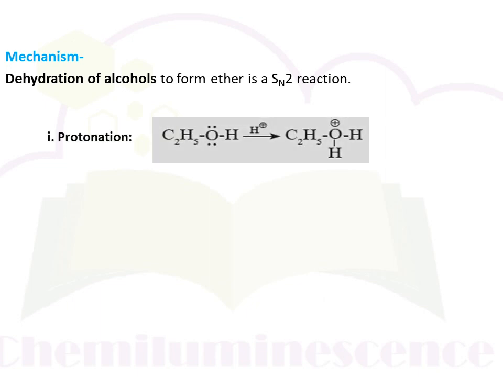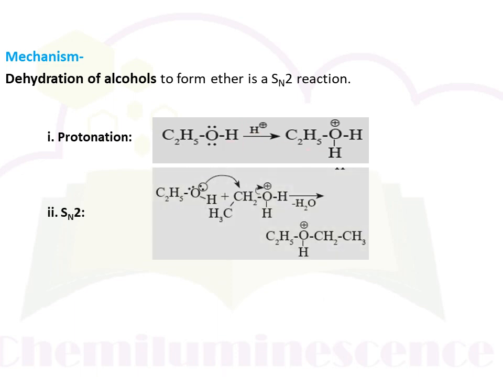The first step is protonation, that is formation of protonated alcohol. We know that this reaction takes place in acidic condition, that is, the dehydrating agent is sulfuric acid or phosphoric acid. Hence, in the first step, alcohol gets protonated; it abstracts a proton or H plus ion from the acid and gets protonated.